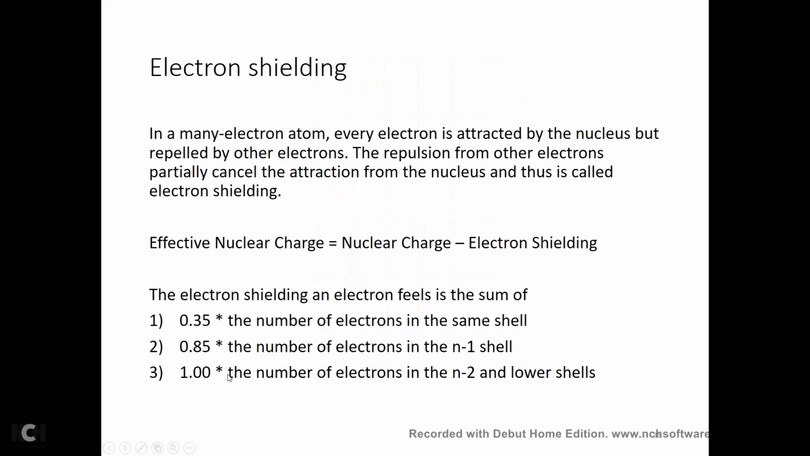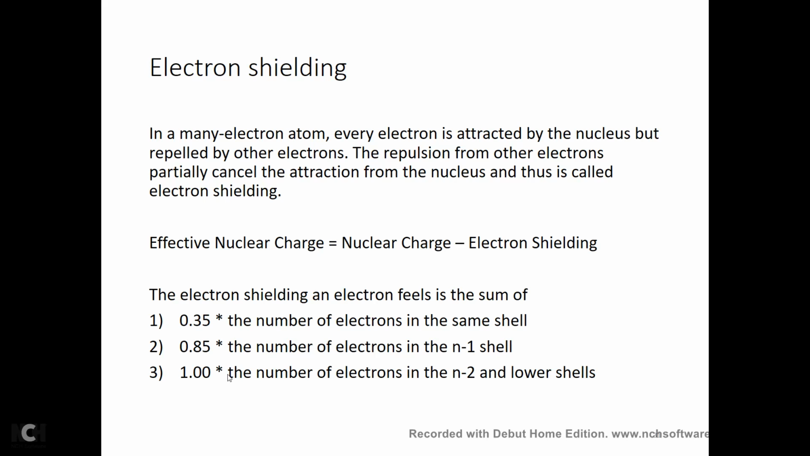Now, electron shielding in a many electron atom, such as a helium atom. In quantum mechanics, if you have 2 electrons, it's called a many electron system. So every electron is attracted by the nucleus. It's also repelled by all other electrons. The repulsion from all other electrons partially cancels the attraction from the nucleus. And this repulsion is called electron shielding.